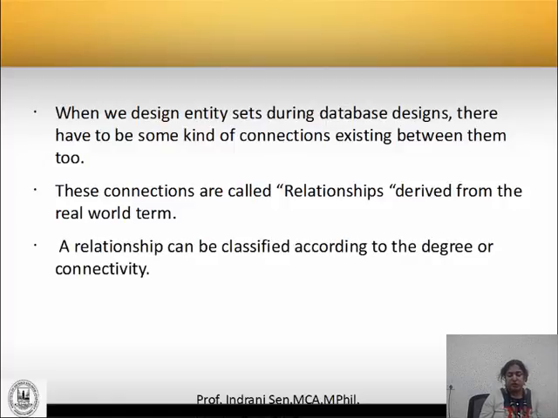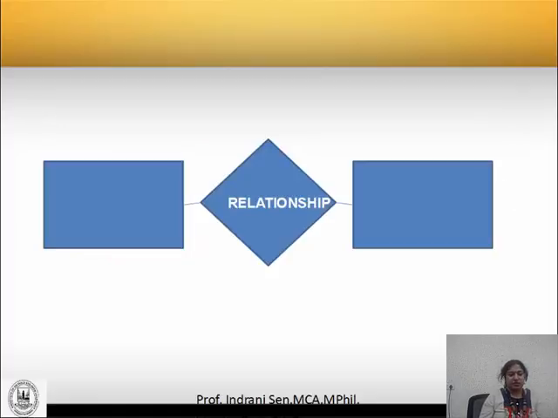Relationships can be classified into various different types according to the degree and the connectivity. A relationship in the ER model is represented with the help of a diamond symbol with the name of the relationship embedded on it. Two entities can be connected with this diamond symbol, as shown on the screen.